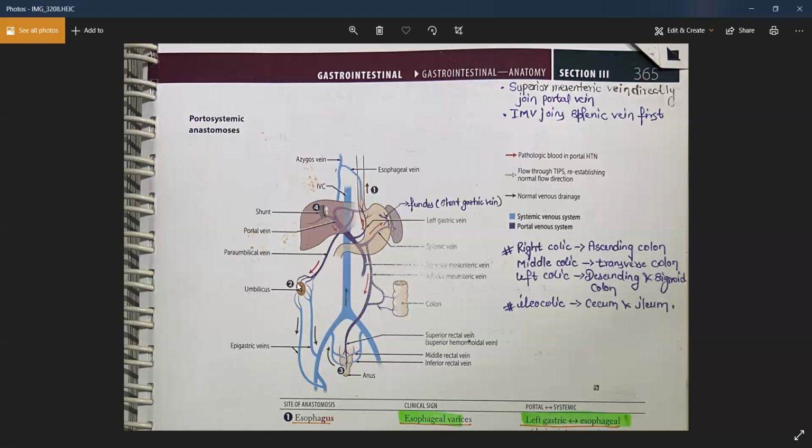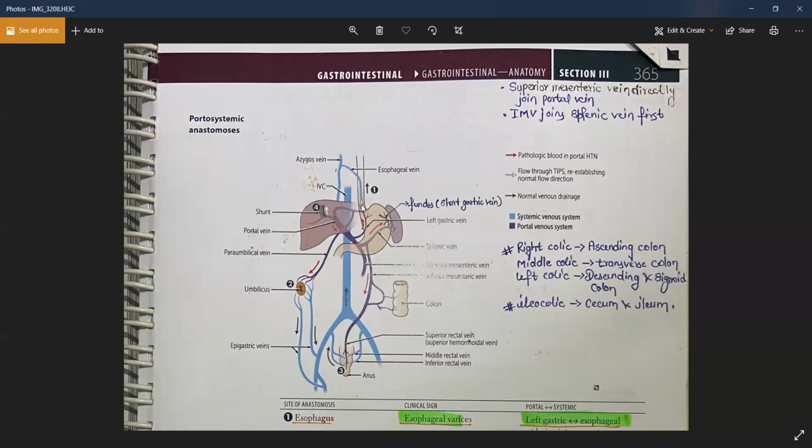Anastomosis happened at the umbilicus, okay. And in scenarios where you have portal hypertension or any blockage, the blood will be draining from the paraumbilical vein to the epigastric veins, and as a result, you can have a caput medusae.